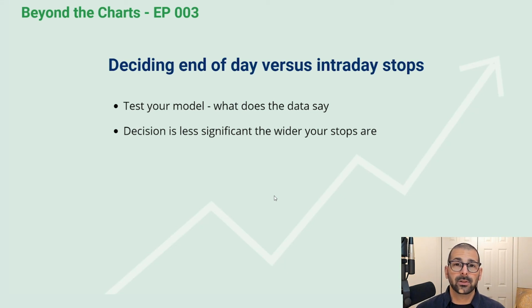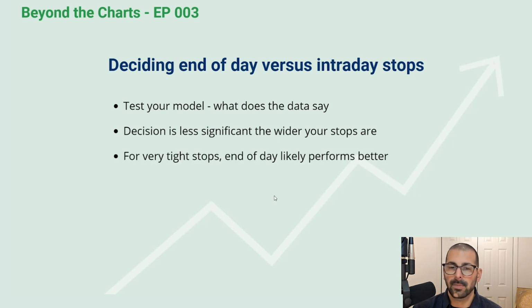Now, one of the things we learned in this episode is that the decision is less significant the wider your stops are. When we took the extreme case on the 40% stops, for instance, those results didn't really matter too much which exit criteria you used. Because the stops were so wide, whether you waited that extra day, or it was a 40% exit or a 38% or 43%, doesn't have a whole lot of impact. So that's one thing to keep in mind.